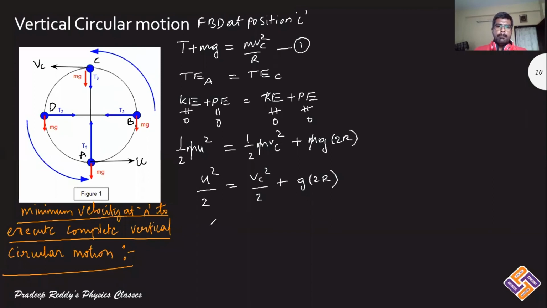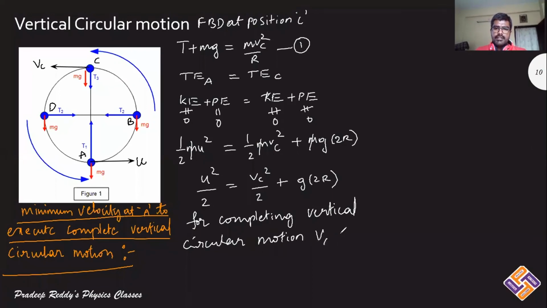Now for the particle to execute vertical circular motion, for completing vertical circular motion, velocity at C should not be equal to 0. If velocity at C becomes equal to 0, it means the body goes to position C and then it just falls down. That is the important condition you need to remember. So velocity at C should not be equal to 0.